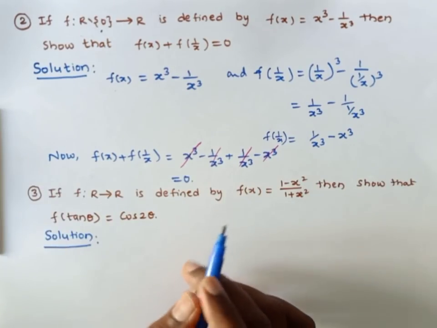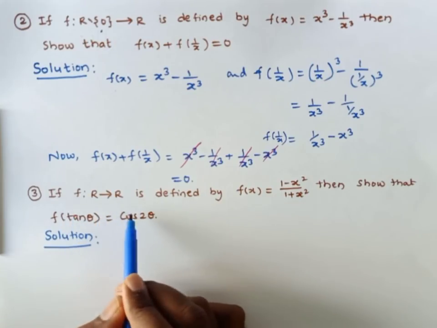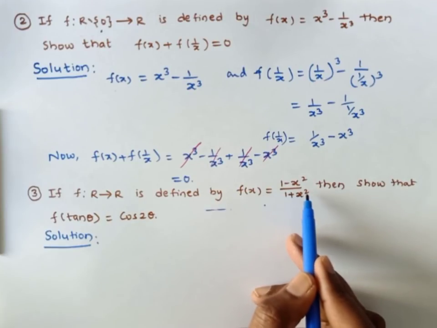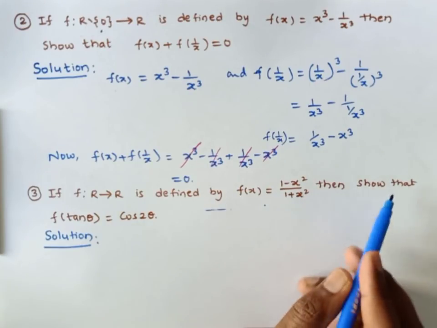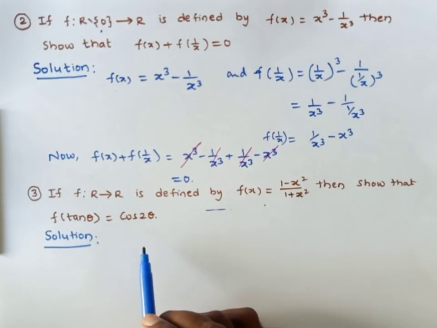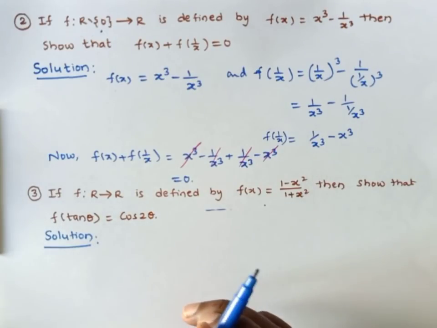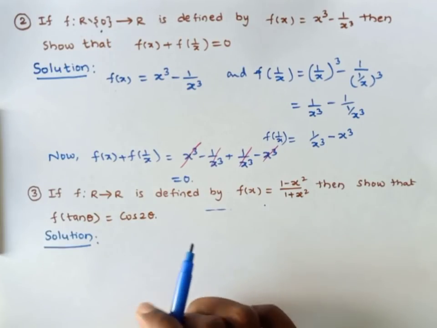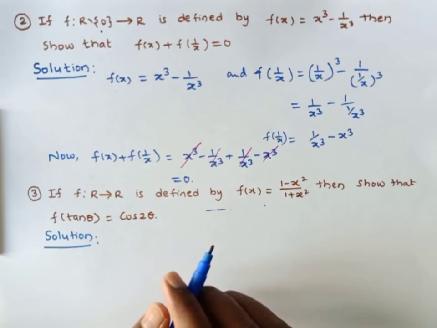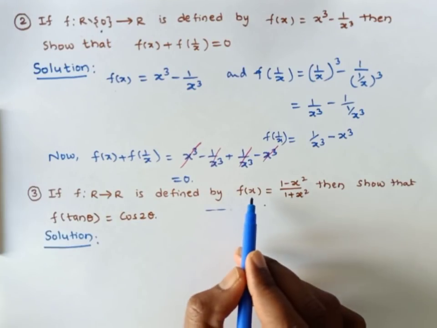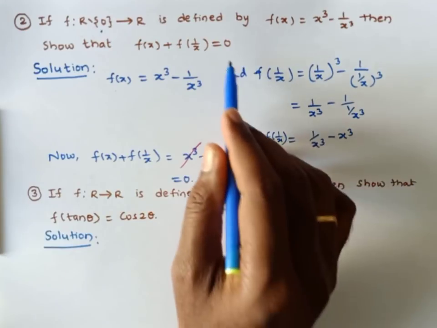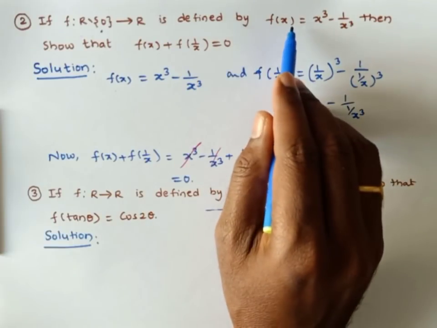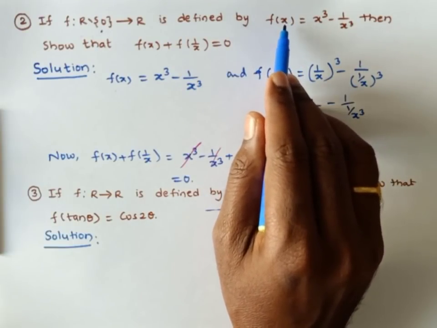See the third problem. Here f from R to R is defined by f of x is equal to 1 minus x square by 1 plus x square, then show that f of tan theta is equal to cosine of 2 theta. So here the function is connected with trigonometric ratios. We know f of x, and in the previous problem, to evaluate f of 1 by x is by replacing x with 1 by x.